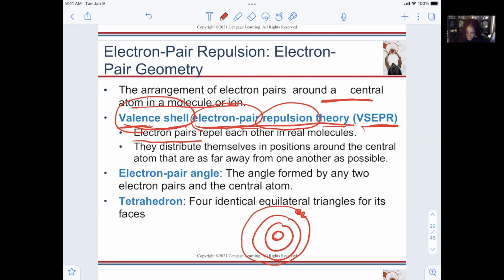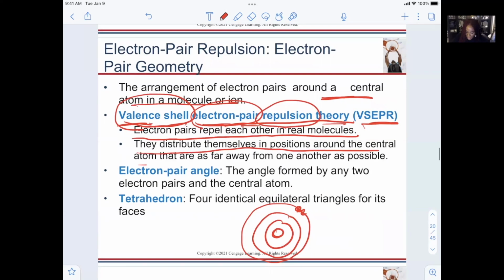So electron pairs repel each other in real molecules because they have the same charges, nothing personal. They distribute themselves in positions around the central atom that are as far away from one another as possible. So they get in positions around the central atom, and these positions are very far away from each other as much as possible. They don't like to be close to each other.